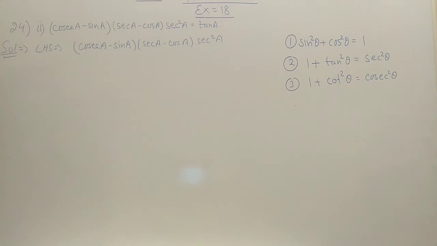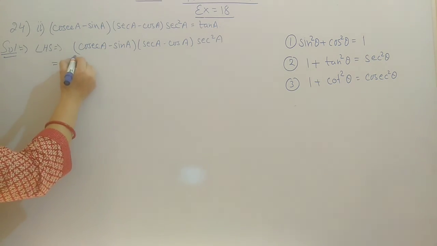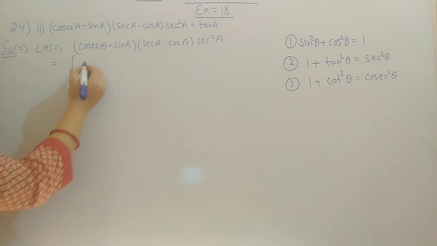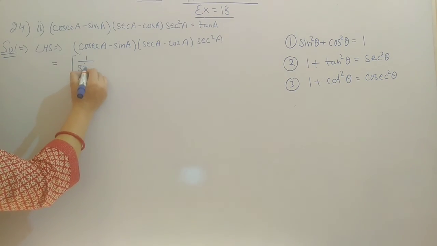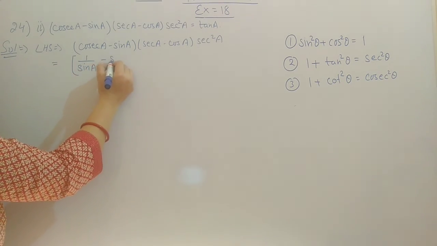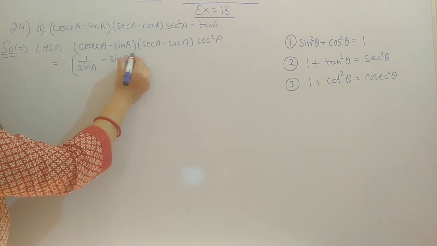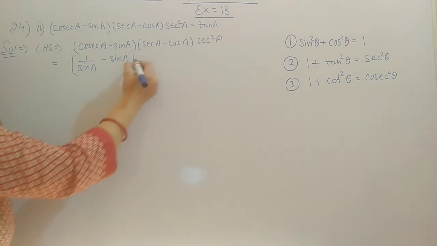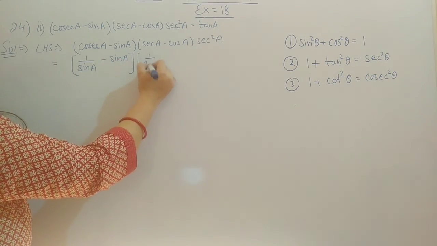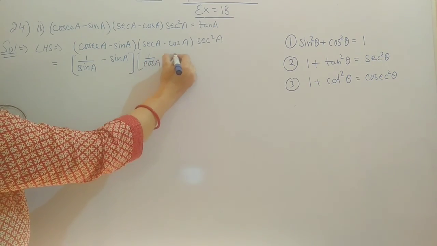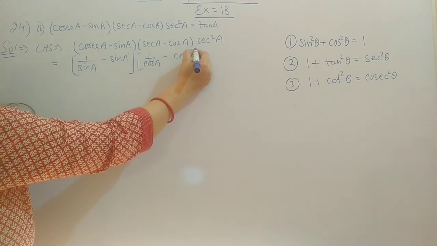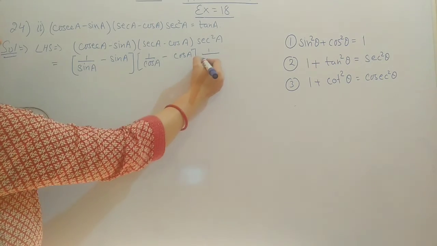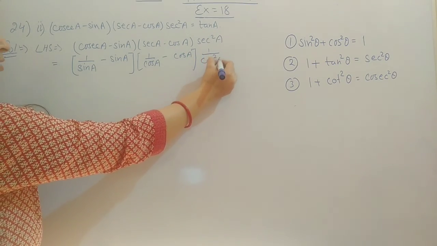The second part: (cosec A minus sin A)(sec A minus cos A) sec square A is equal to tan A. Left side we have taken here. In the first bracket cosec A we can write as 1 by sin A minus sin A. Sec A we can write as 1 by cos A minus cos A, and this sec square A we can also write as 1 by cos square A.